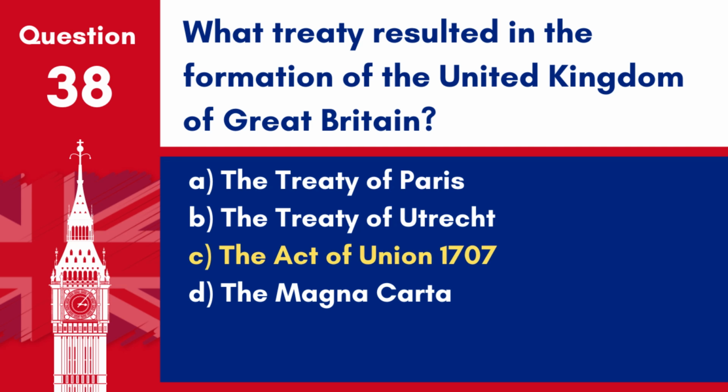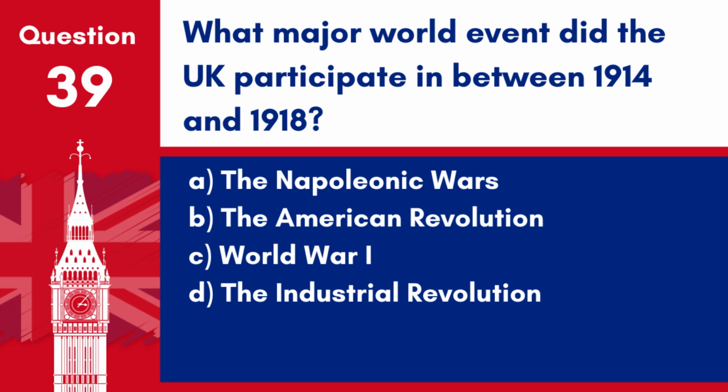Answer: C. The Act of Union 1707. The Act of Union in 1707 between England and Scotland resulted in the formation of the United Kingdom of Great Britain. Question 39. What major world event did the UK participate in between 1914 and 1918?